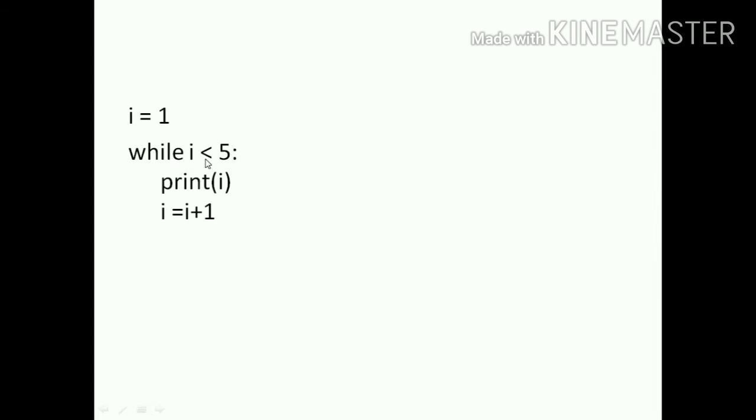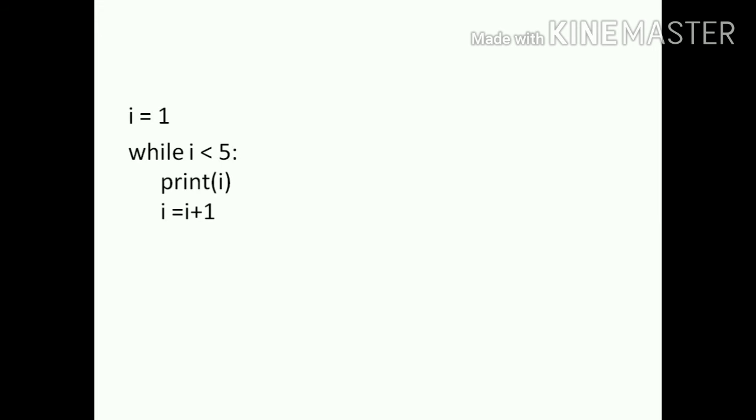So now i becomes 4. 4 is less than 5, yes. So 4 gets printed and it will increment my i, so it will become 5. Whether 5 is less than 5, no. So the while statement ends here. So it will print 1, 2, 3, 4.